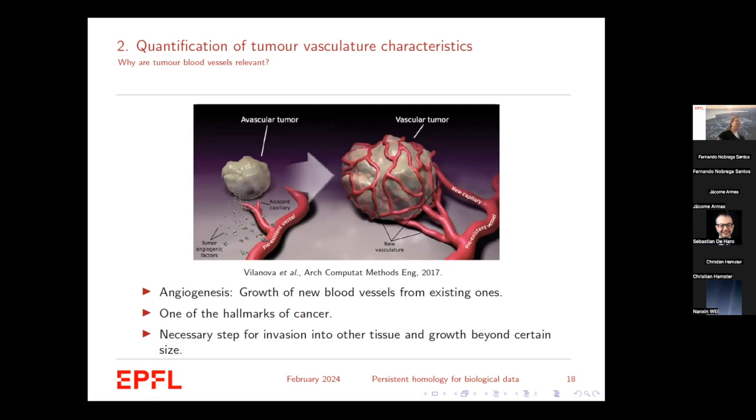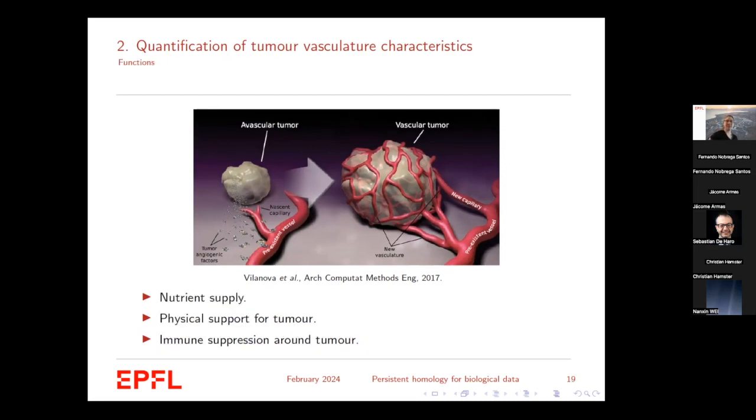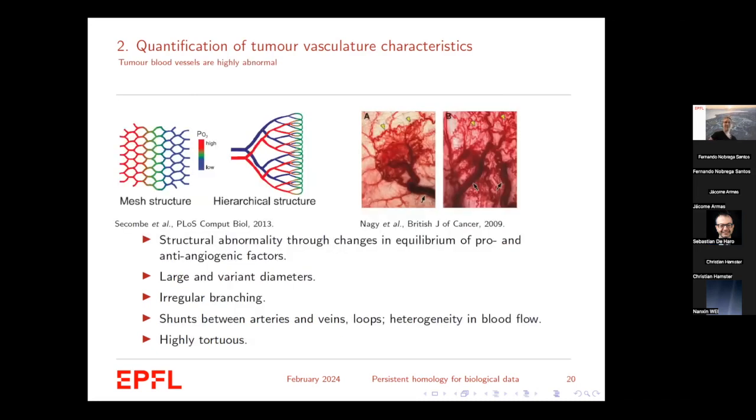It's one of the hallmarks of cancer, which means that it's one of the steps that is necessary for the disease to become malignant. And in particular, it's necessary for invasion of the tumor into other tissue or growth beyond a certain size. Now, functionally, these vessels supply the tumor with nutrients, but they also provide physical support for the tumor. They're involved in immune suppression around the tumor, and there's many more roles that these vessels have. Now, the process through which they grow is very messy.